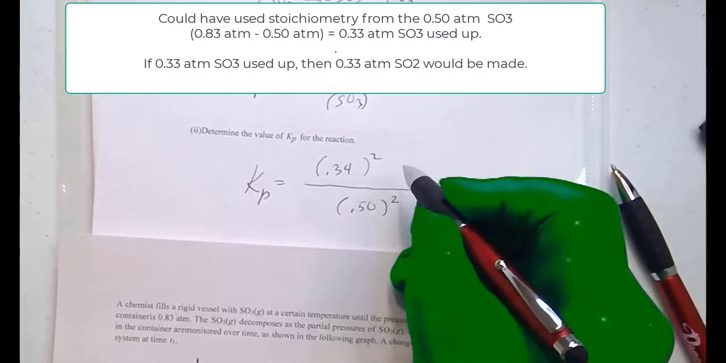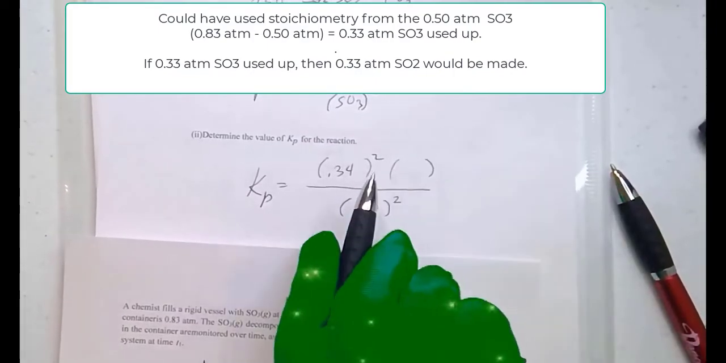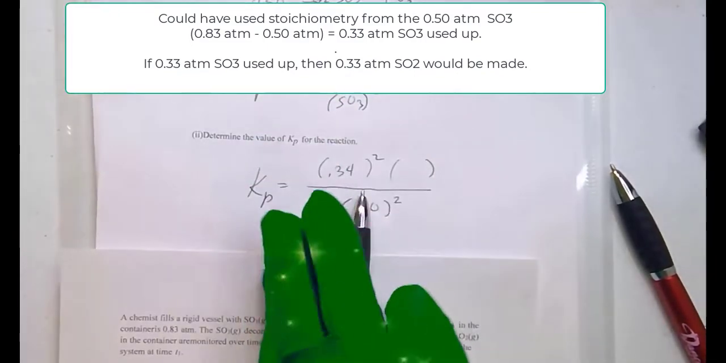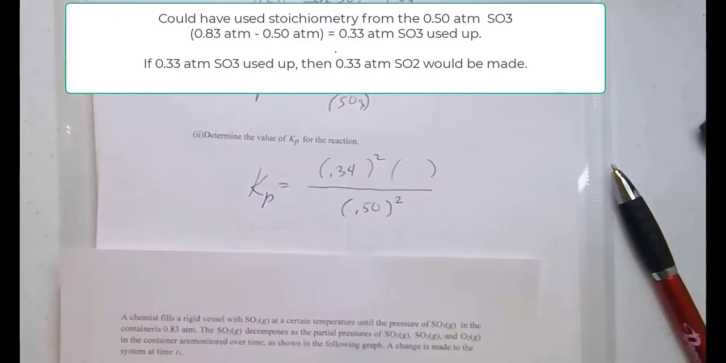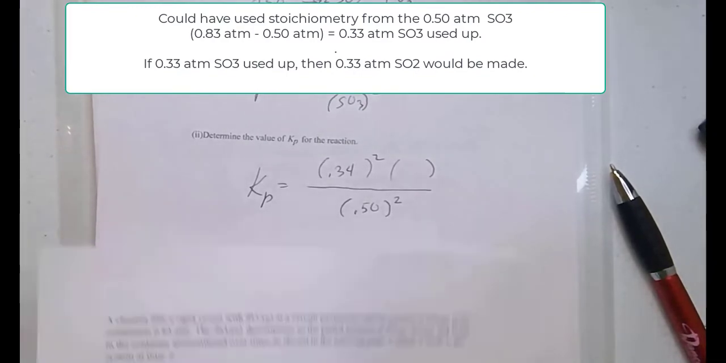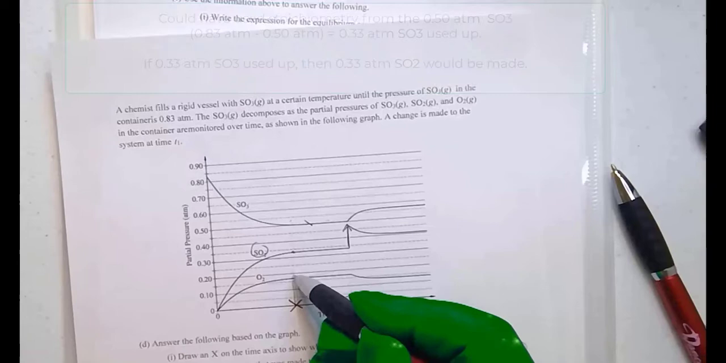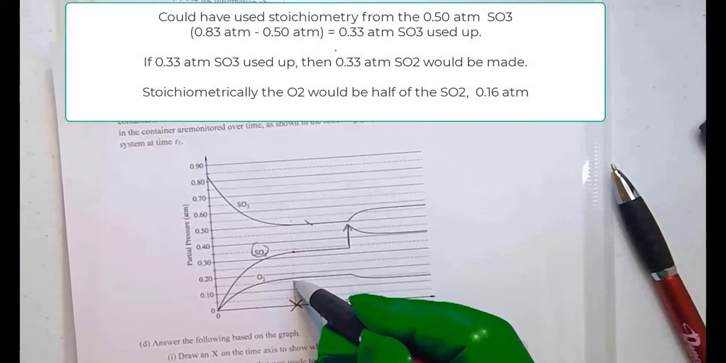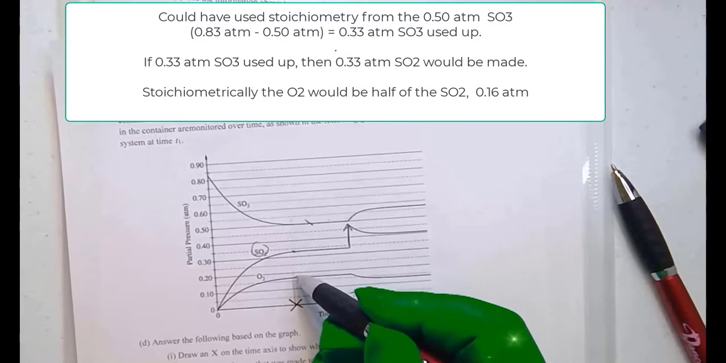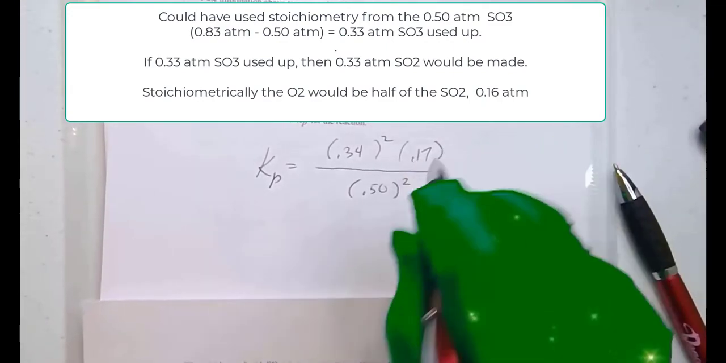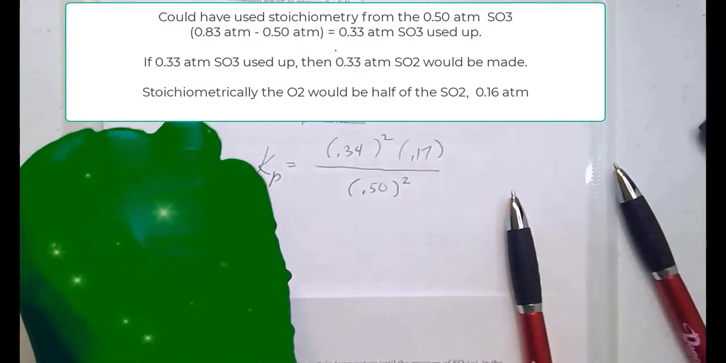Now all I have to do is find out my O2. Oh no, I still have a few seconds left in my 15-minute timer. Let me see if I can do it. Let me look at the graph. O2, a little bit of estimating on a graph. 0.1, 0.2, 0.15, 0.16, 0.17. I can make it 0.17.